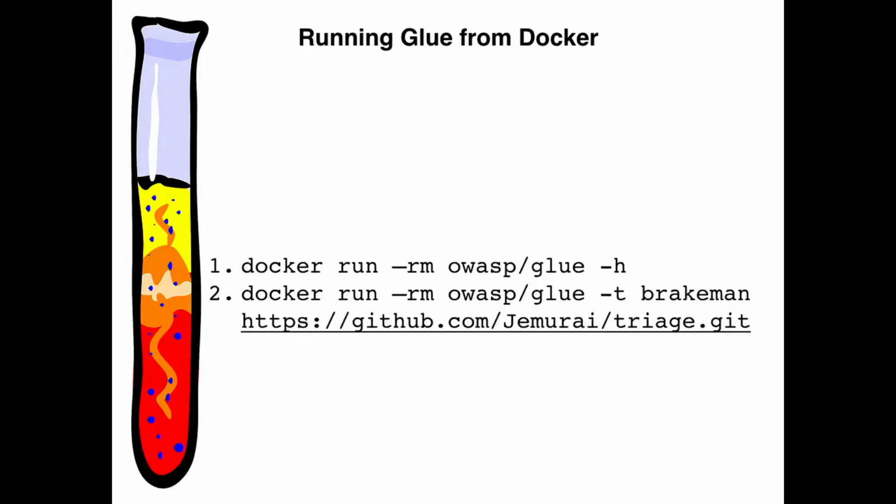Here, I'm running a tool. So this -t tells me I want to run a tool, and I'm running Brakeman, which is an open source Rails static analyzer. And I'm running it against this vulnerable application, which is intentionally vulnerable. If you ran this right now, Glue would produce a bunch of findings. And you don't need to do any other work to set it up, which is kind of the whole point, right? To change the tool, I just change what I'm running.